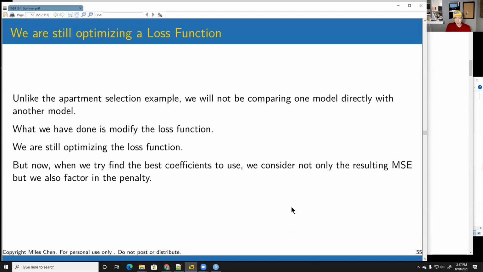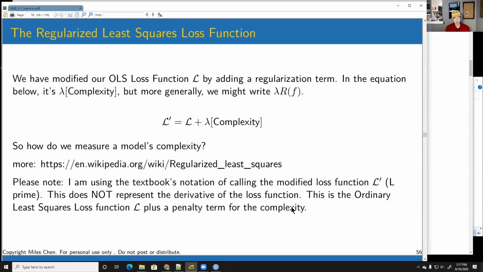The apartment analogy breaks down in that we're not going to be using this to compare one model directly with another. Here we are modifying the loss function directly, and we are still optimizing the loss function. But when we try to find the best coefficients to use, we're considering not only the resulting mean squared error, but we're going to factor in the penalty term.